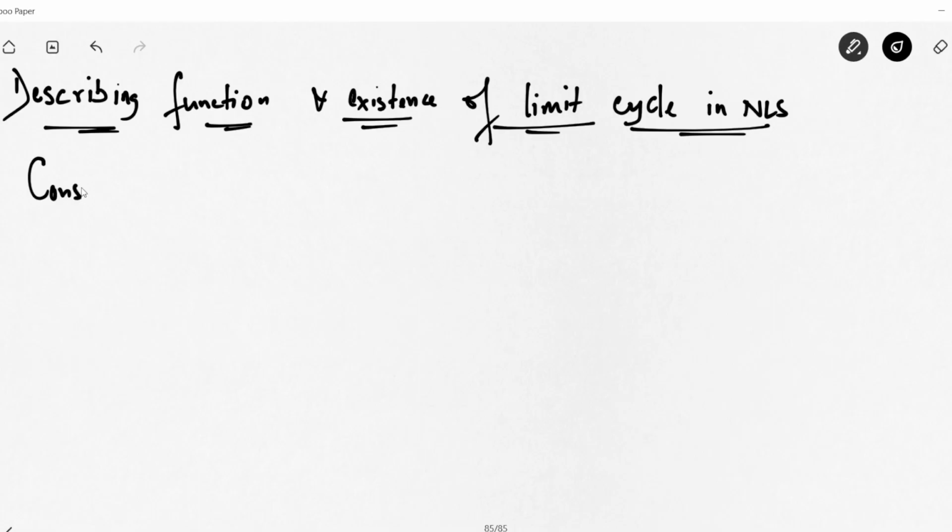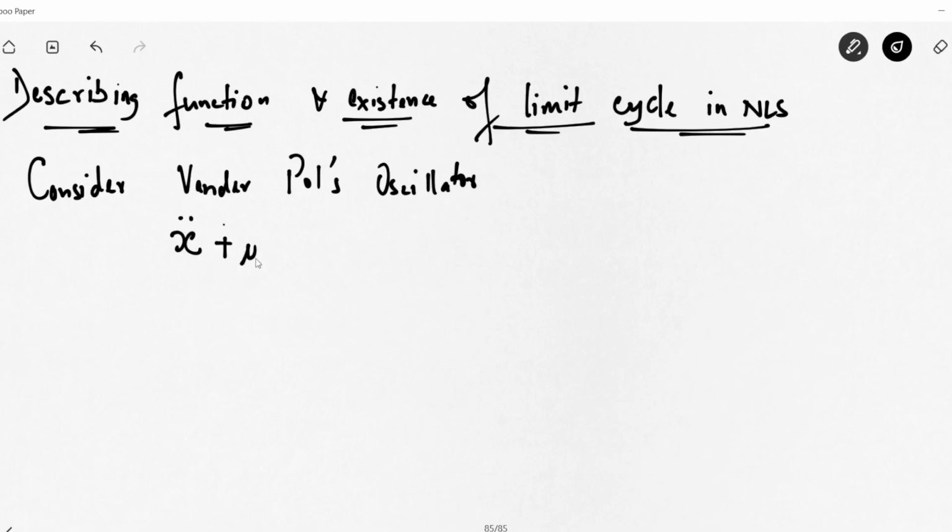So we'll consider a system which we know exhibits the property of limit cycle, and consider a van der Pol oscillator: x double dot plus mu (x square minus 1) x dot plus x equal to 0. Let this be equation number 1. We already know that the van der Pol oscillator exhibits the property of a limit cycle, but we want to see this through the describing function.